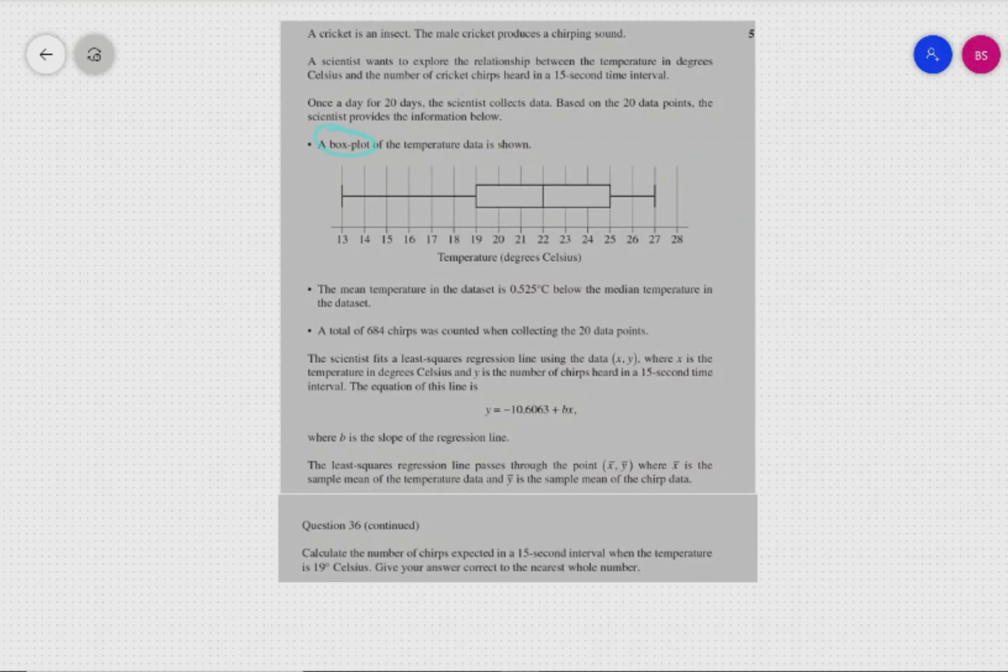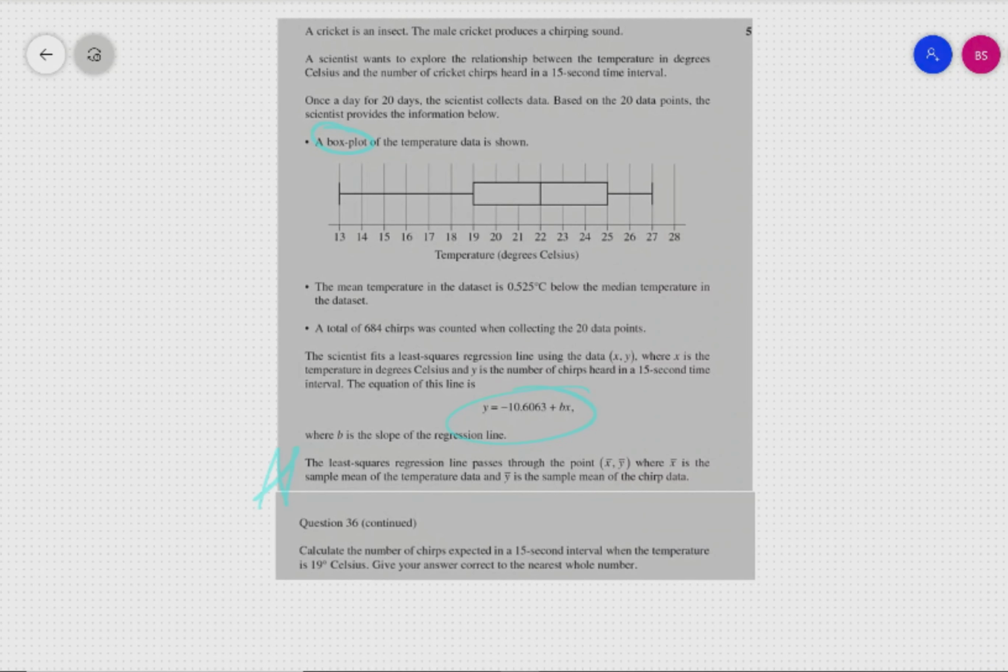And from here, our scientist fits a least squares regression line using the data x, y, where x is temperature and y is the number of chirps. Importantly, the equation of this line is given here, where b is the slope of the regression line. We're then told the least squares regression line passes through the point x bar, y bar. Really important, and we'll come back to that in just a second. But first let's get to what the question is actually asking.